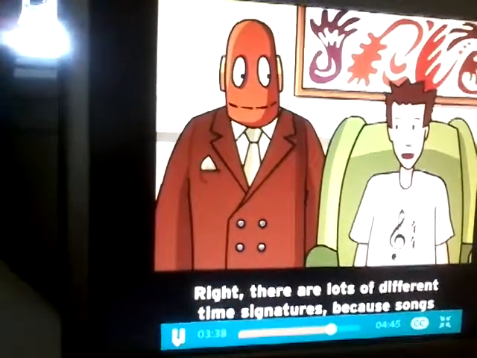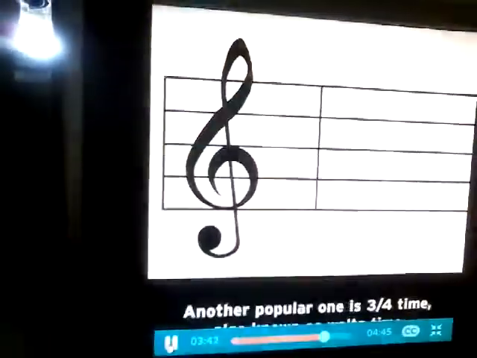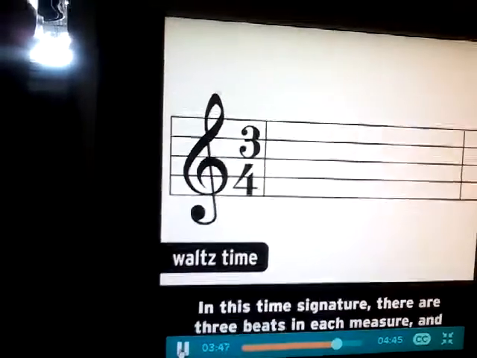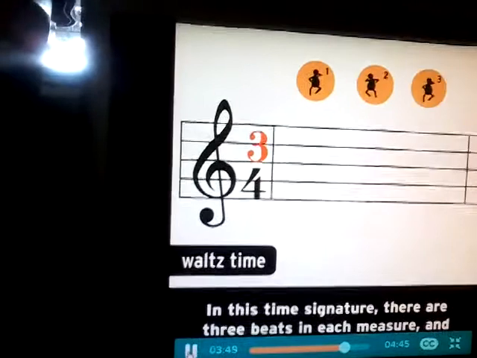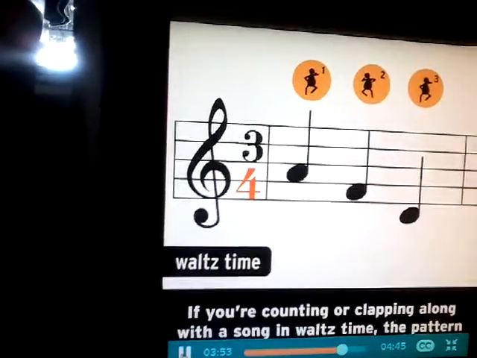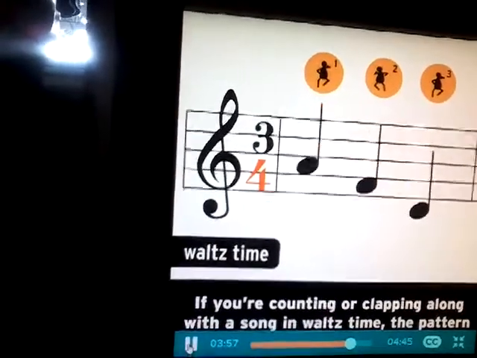Right, there are lots of different time signatures because songs have lots of different rhythms. Another popular one is 3/4 time, known as waltz time. In this time signature, there are 3 beats in each measure, and every quarter note receives one beat. If you're counting or clapping along with a song in waltz time, the pattern goes 1, 2, 3, 1, 2, 3.